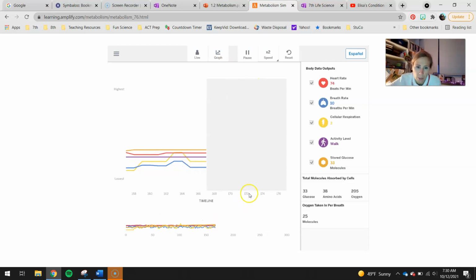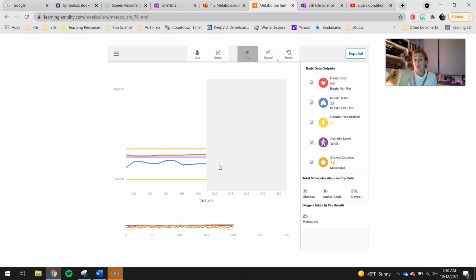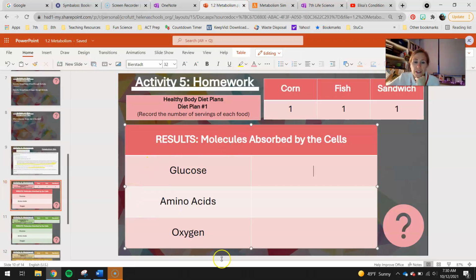And if you watch the timeline, we're almost at 200 seconds where this should stop automatically. So right about now. Okay, so this test is concluded. Review the results. So again, if you don't make it to 200 seconds, your diet wasn't sufficient. So you might want to tweak your diet just a little bit. Okay, I'm going to get my information for this final table.